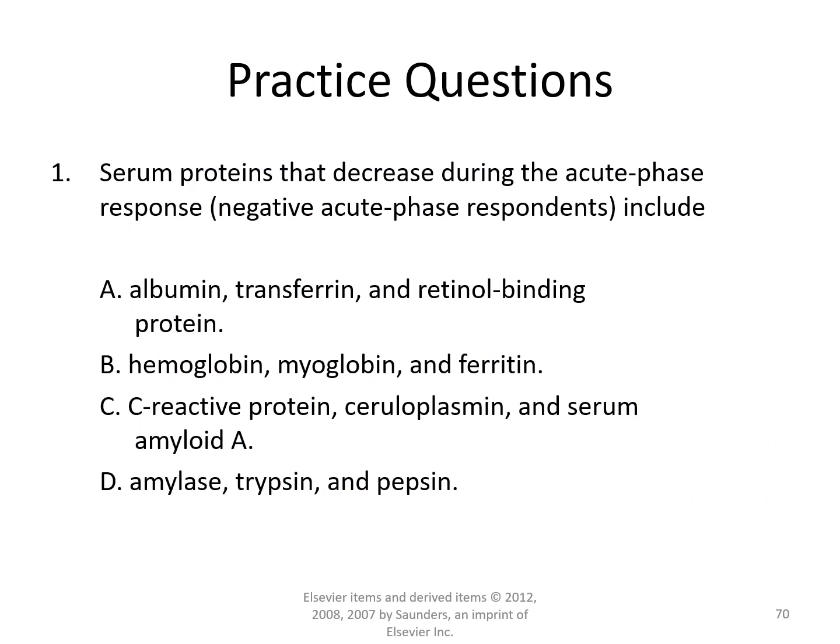All right, so some practice questions. Serum proteins that decrease during the acute phase response. So they decrease, these are our negative acute phase proteins. So which proteins are negative acute phase proteins? And this is A, albumin, transferrin, and retinol binding protein.